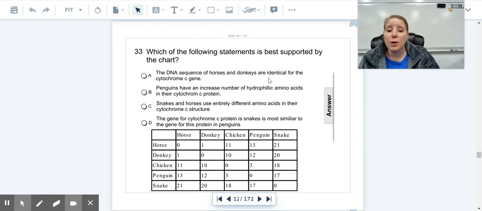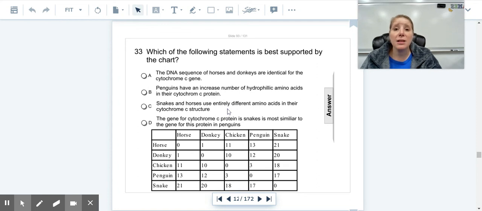Okay, so the DNA sequence of horses and donkeys are identical. Well, I just showed you that there was 1 amino acid that's different, so they are not identical. Penguins have an increased number of hydrophilic amino acids in their cytochrome C protein. This table doesn't say anything about hydrophilic versus hydrophobic. It doesn't tell you which ones they are. All it tells you is how many are different. So we don't know that that's the answer. This table doesn't tell us.